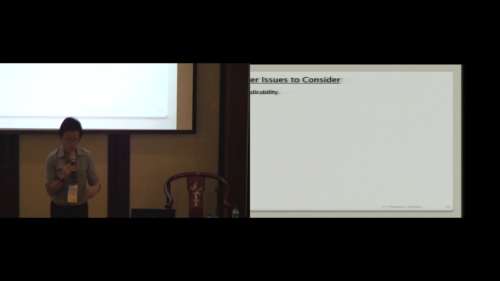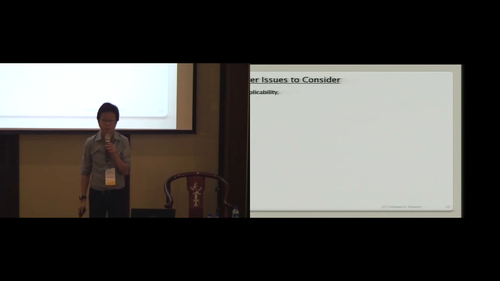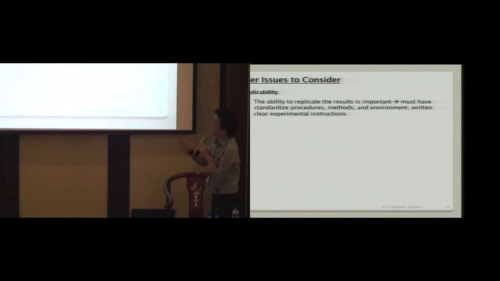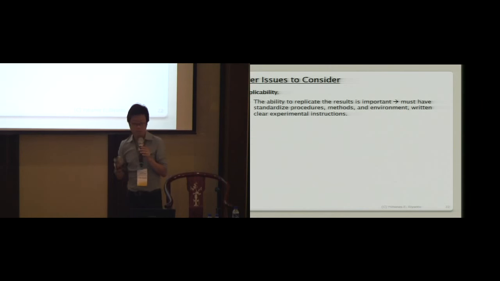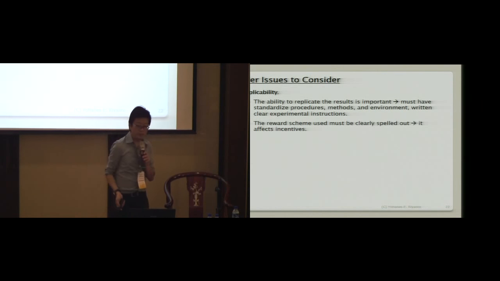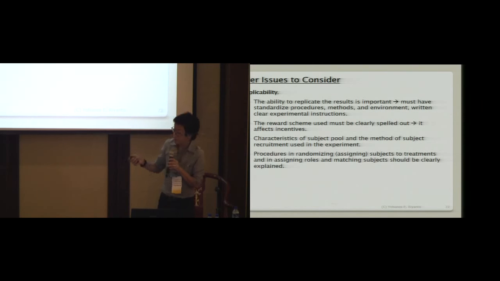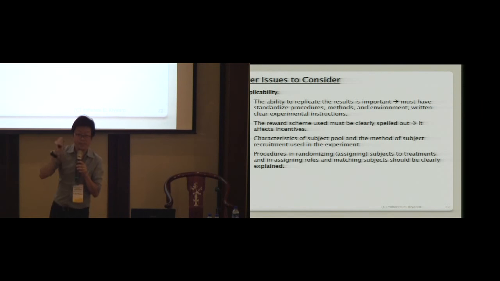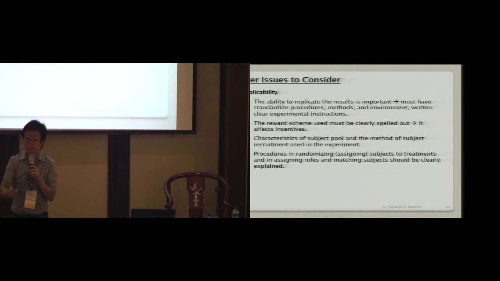In economics also, that's an issue. Okay? So the ability to replicate the result is important. So you must have standardized procedures, methods, and environments, and written clear experimental instructions, and so on. All of these things need to be documented so that another group of researchers can do exactly the same experiment using the same methodology, using the same procedures.